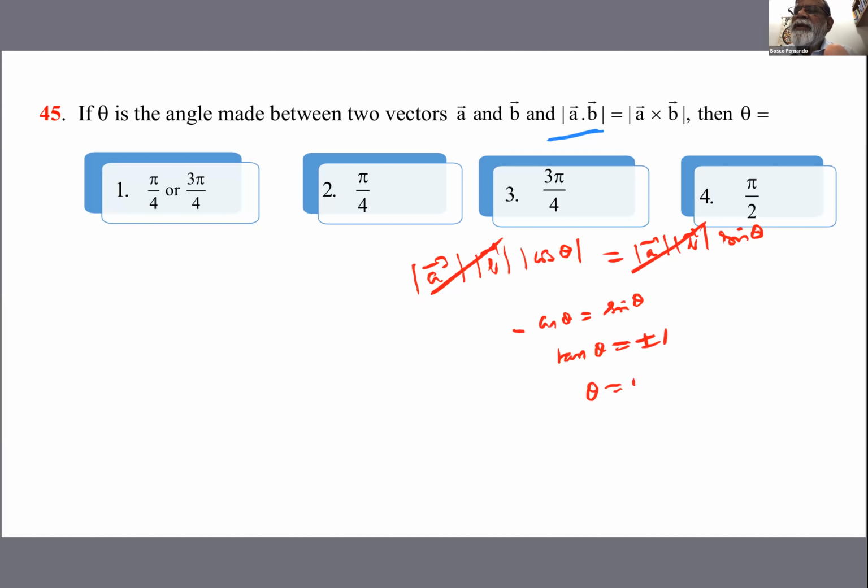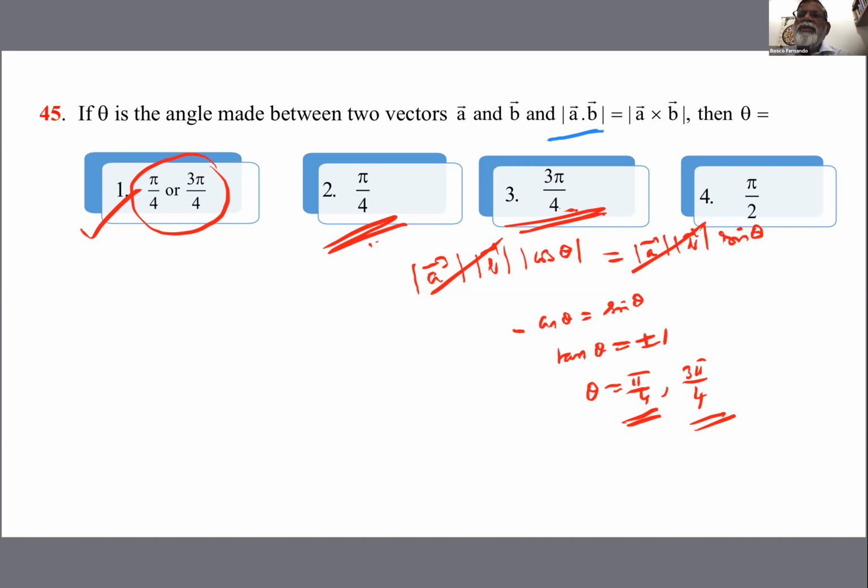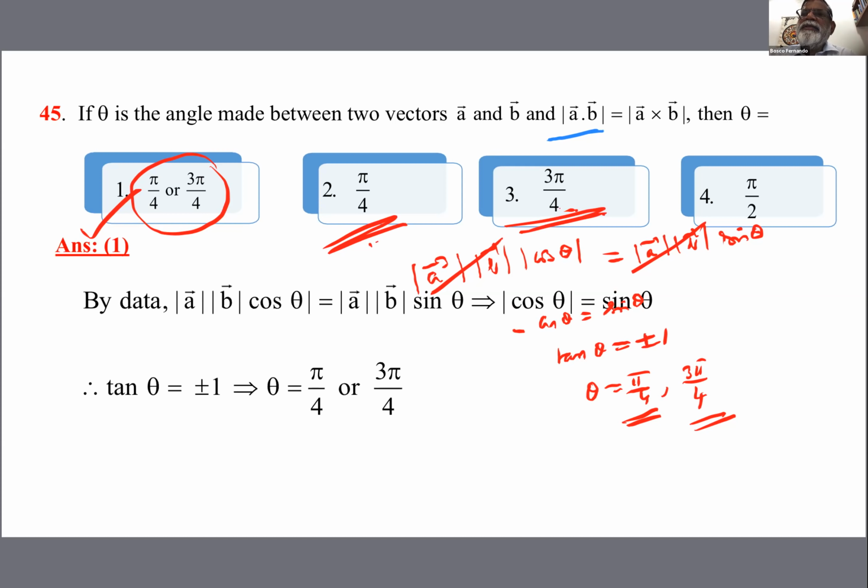So theta is either pi by 4 or pi minus pi by 4, 3 pi by 4. Not minus pi by 4, because the measure of an angle between two vectors varies from 0 to pi. So pi by 4 is allowed, 3 pi by 4 is also allowed. Pi by 4 or 3 pi by 4 is the correct answer. You cannot say these two also can be the answer. No. Either pi by 4 or 3 pi by 4 is the correct answer. Okay, this is a nice question. Not very tough.